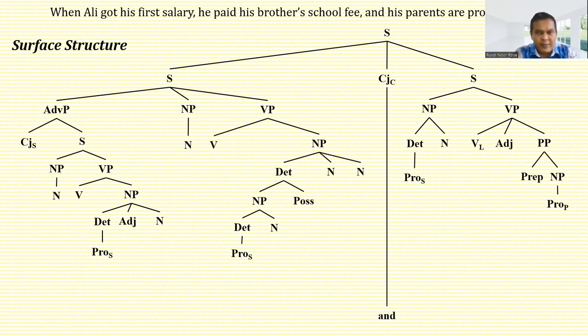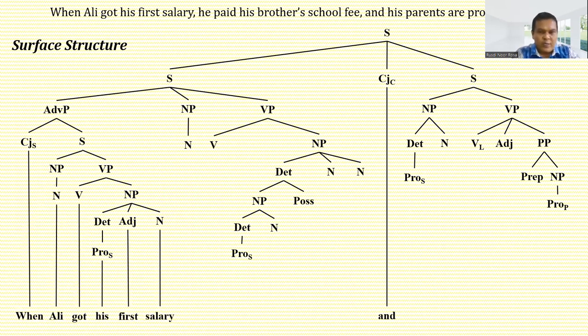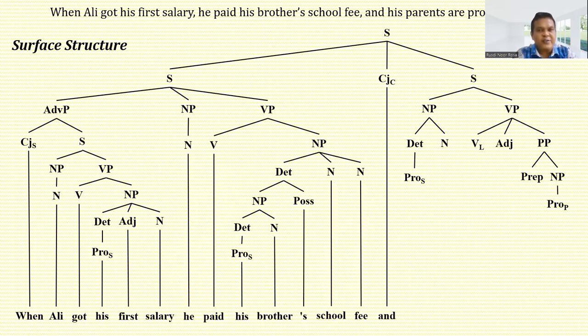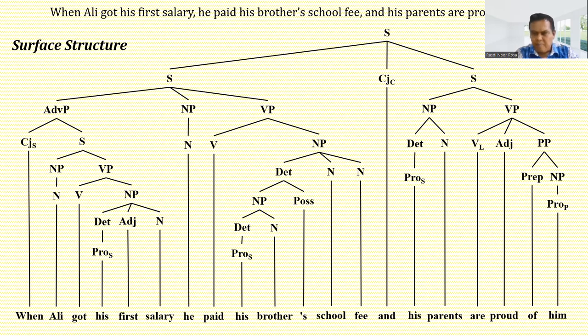Now, our task is only to write all of the words that constitute each of the elements shown in this tree diagram. So we have here when as the subordinate conjunction. And you know, the word Ali is used here instead of he. Why? Because the adverb phrase has been moved to the first element of the sentence. So instead of using he, we use Ali in this clause. So we have here, when Ali got his salary. And then we have here, he paid his brother's school fee, and his parents are proud of him.